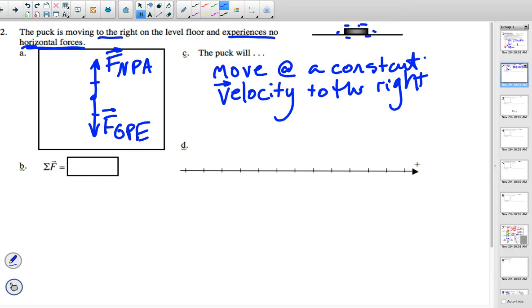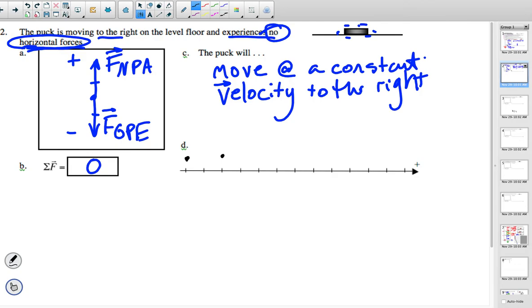Are there any horizontal forces? And it says no horizontal forces. So if there's only this upward normal force that's positive and the exact same downward negative force, if we add those two together, the net force would be 0. And what would our motion map look like if an object was moving to the right at a constant velocity? Would our position dots be equally far apart, or getting further apart, or getting closer together? And they would be equally spread out.